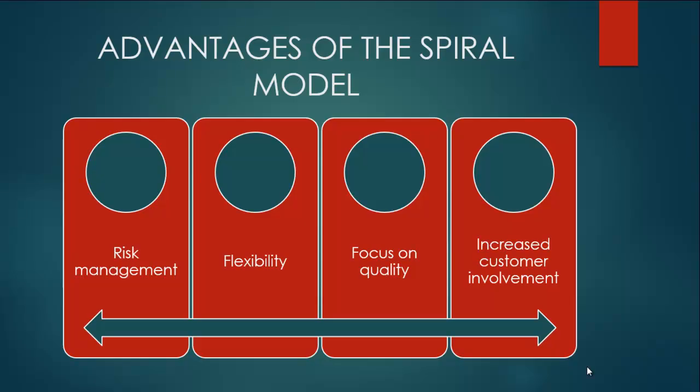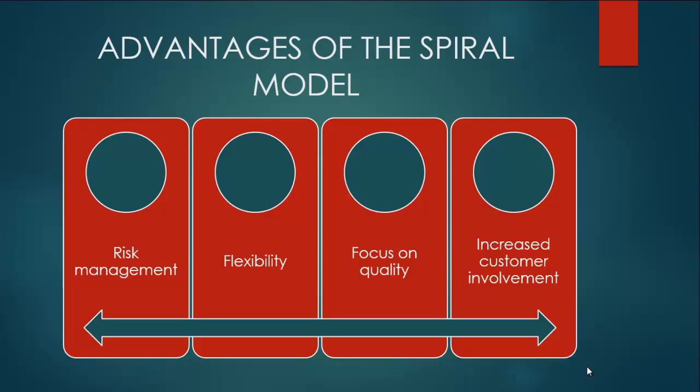Number 1 advantage is risk management. The Spiral model is designed to manage risk by identifying and addressing them early in the development process. This, of course, can help to reduce the likelihood of cost errors or delays later on.